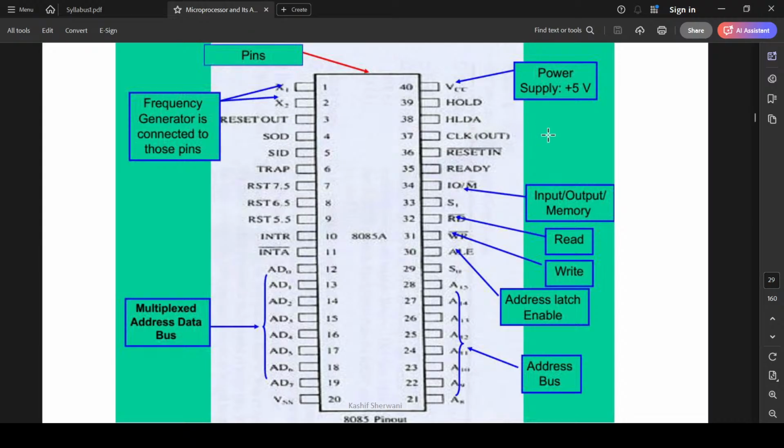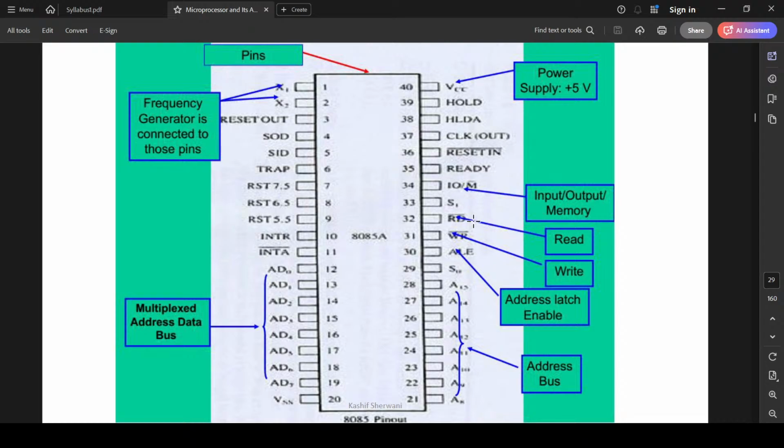Then clock out, reset out here, so reset in here. HOLD, HLDA, clock out, reset in, READY, and then input, output or memory. Okay. The yapping is over. No, it's not over.